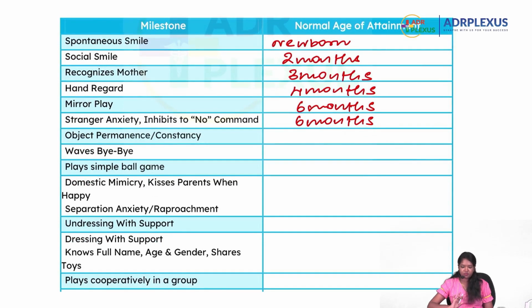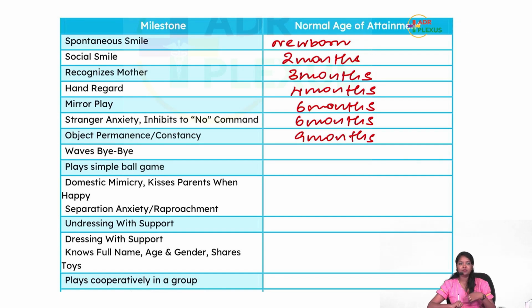Okay. Next, after this comes object permanence or constancy. What do you mean by that? See, I take this pen and I hide it somewhere. You all know the pen is still present. It has not disappeared, right? When will you start to know? By 9 months of age. Before 9 months of age, the baby will not know if you hide an object. But by 9 months of age, if you hide an object, the baby knows that the object is still present. That is called object permanence. Even if you hide it, the object is not disappearing. It is also known as constancy.